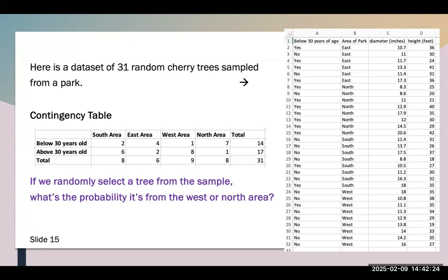If we randomly select a tree from the sample, what's the probability it's from the west or the north area? West and north are disjoint events. You can't have a tree that's both in the west area and the north area, okay? So all we have to do is find the probability it's in the west area and add it to the probability it's in the north area. Remember, the word or means addition. So we just add 9 with 8 and we get 17. So 17 over 31. So the probability is 0.55.